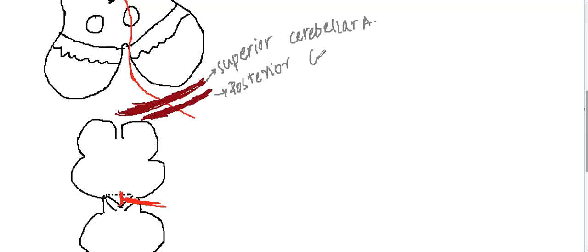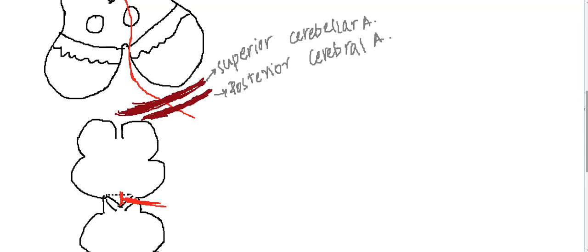Okay, so what are these arteries? It crosses two arteries, and they are called number one, the superior cerebellar artery, and the posterior cerebral artery. This artery is called the superior cerebellar artery. This artery is the posterior cerebral artery.